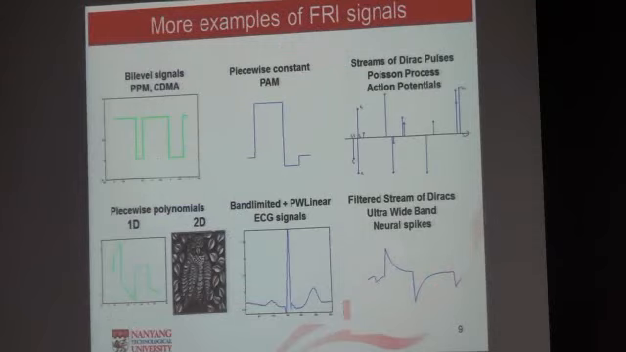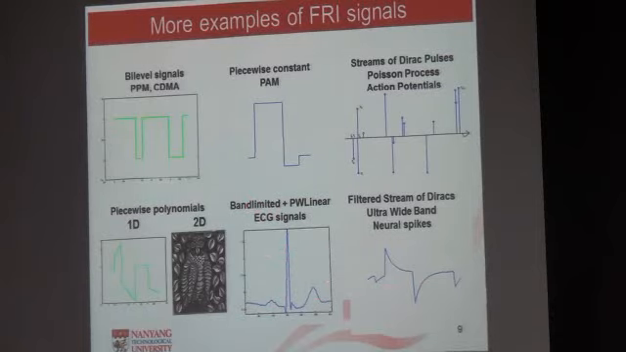So these are more examples of signals that have a finite rate of innovation. Here we have a bilevel signal which comes about in communications, or a piecewise constant signal. A stream of Diracs, as I mentioned, you can see it as a Poisson process or action potentials in biological processes. Piecewise polynomials in 2 dimensions, you can see it as a woodcut picture where you carve into wood, and so the edges are very, very sharp.